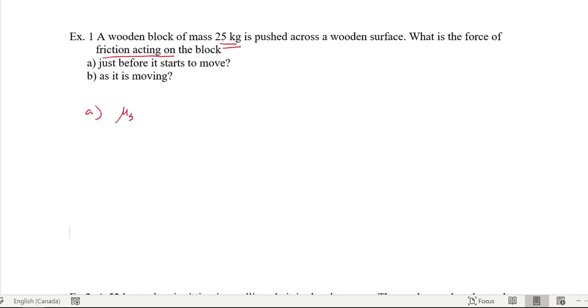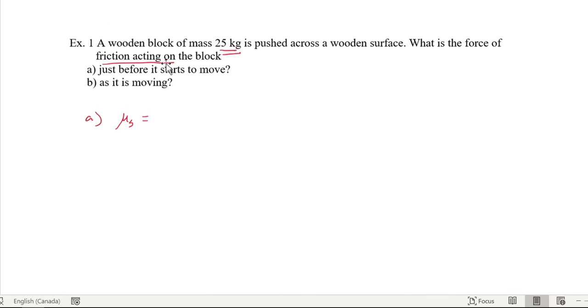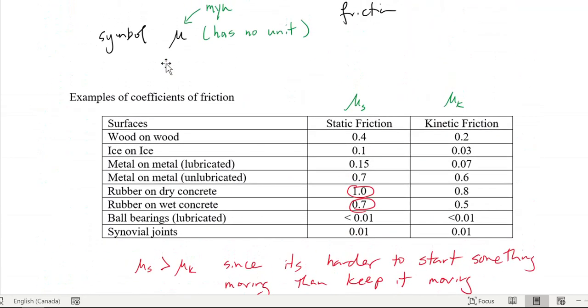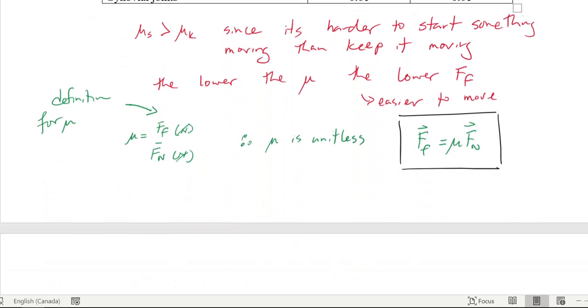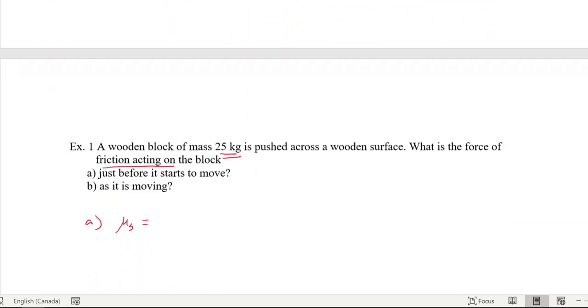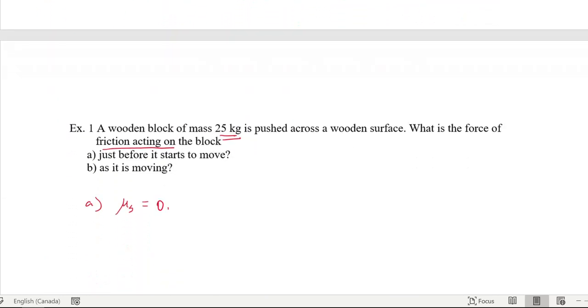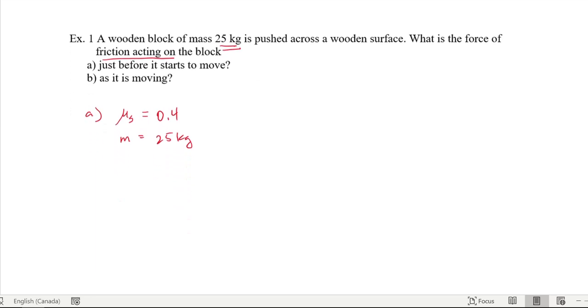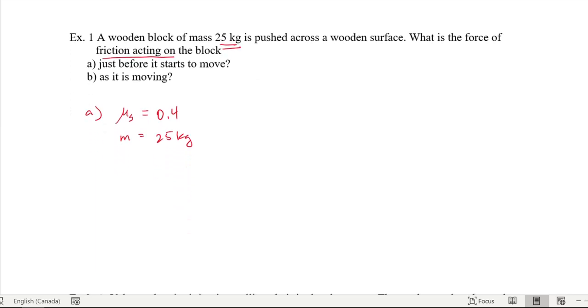So we're going to need to know the coefficient of static friction. Let's look up, what do we get for static wood on wood? It's 0.4. So we come back down here, and we know mu s is 0.4. Okay, we know the mass of the block is 25 kilograms. Right, so now what we have to do is we say, well, how do I find the force of friction?